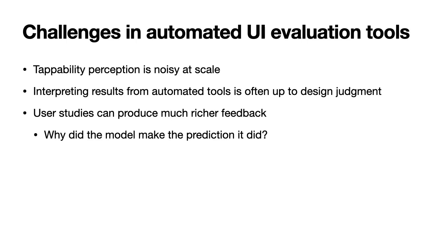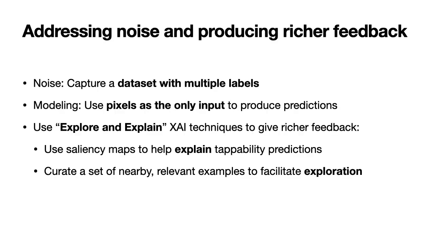First, collecting data on tappability perception at scale is noisy, and labels in existing datasets are not always reliable indicators. Second, existing tools can produce useful predictions of tappability, but what to do with these results is often up to the judgment of designers. This is a benefit of user evaluations that's hard to replicate with automated tools. You can get much richer feedback and even solicit ideas from participants for next steps. We aim to address some of these limitations in our work.